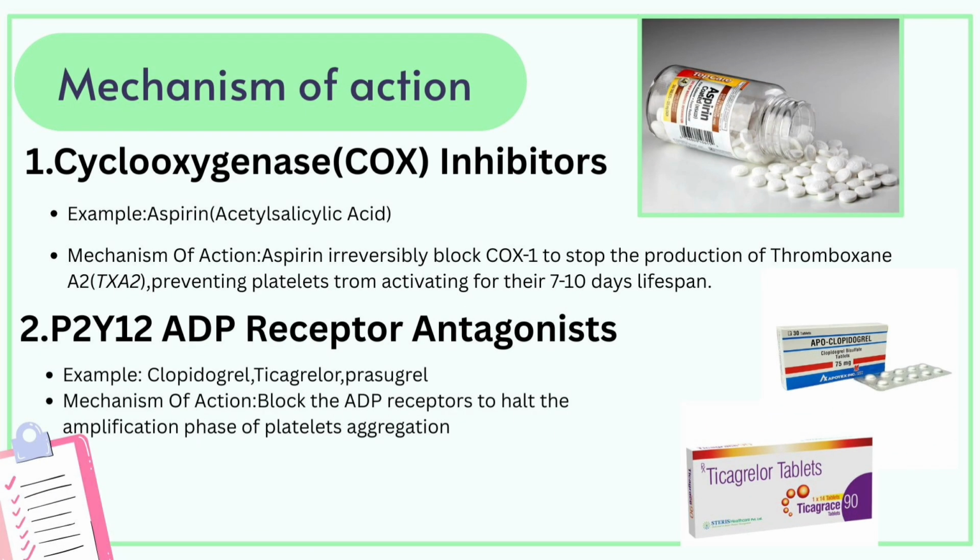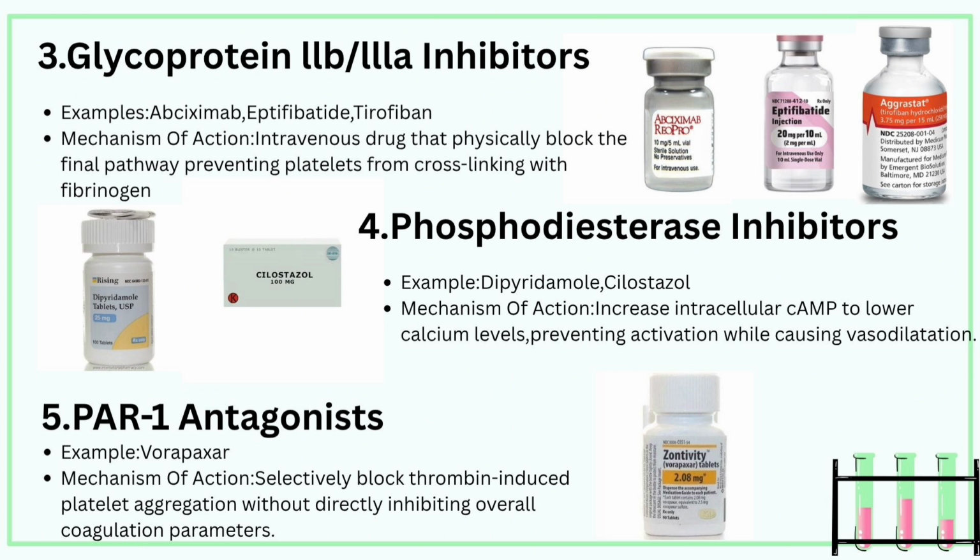To summarize the mechanisms of action, aspirin permanently inhibits COX-1 for the lifespan of the platelet. P2Y12 antagonists, like clopidogrel and ticagrelor, block ADP receptors to halt the platelet activation phase. GPIIb-IIIa inhibitors directly block fibrinogen binding via IV administration. PDE inhibitors reduce intracellular calcium to prevent platelet activation, while PAR1 antagonists block thrombin-induced aggregation.